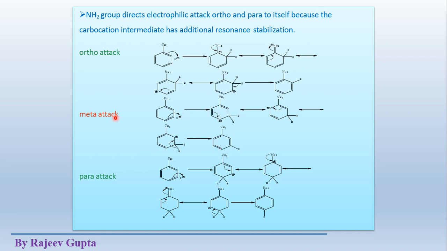See, so here in meta attack, the resonating structures of the sigma complex obtained are 3, but in case of ortho and para attack, we obtain a total of 4 resonating structures: 1, 2, 3 and 4. So ortho and para attack is more favorable in case of these lone pair containing substituents, meaning derivatives of aromatic which contain this type of substituents.